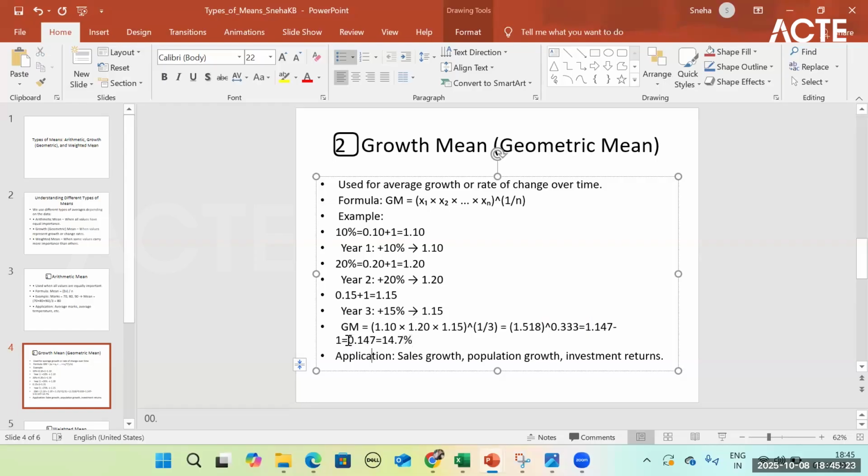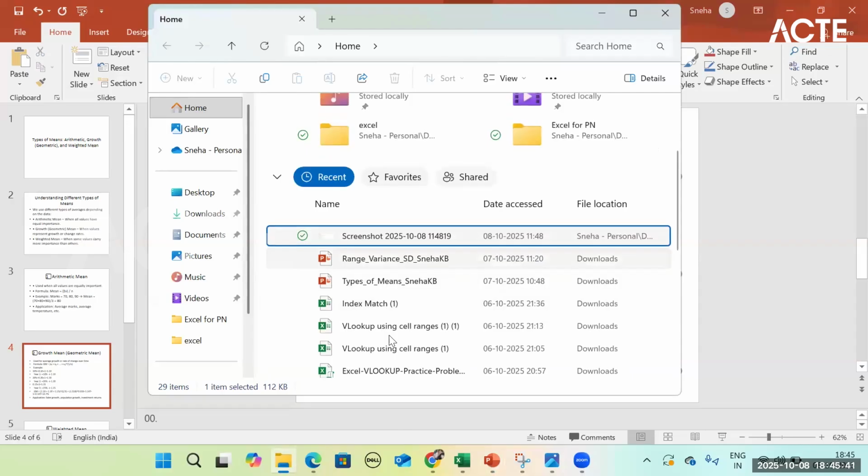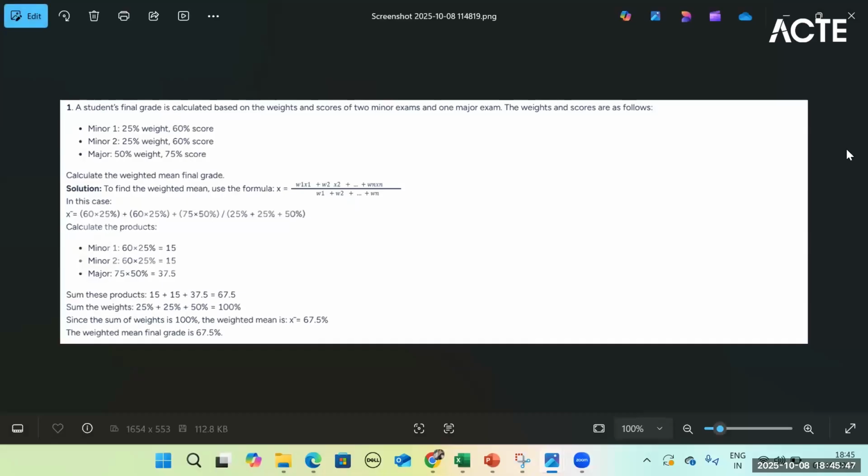So that's why we add 1 over here, so it is easy for us to calculate. Calculation will become very smooth only when it is a percentage. Only when it is a percentage, we are adding 1. But when it is a normal value, for example, over here, I'll show you one screenshot. This is for weighted mean.